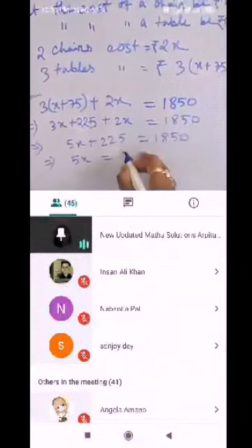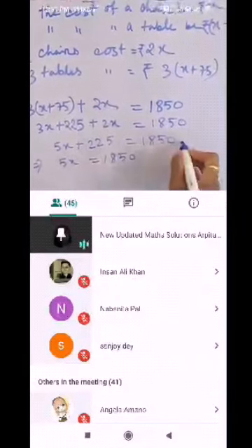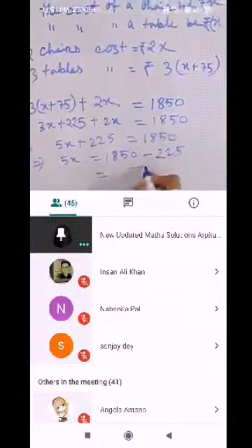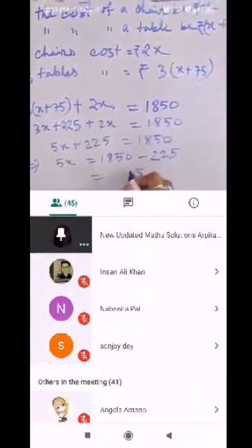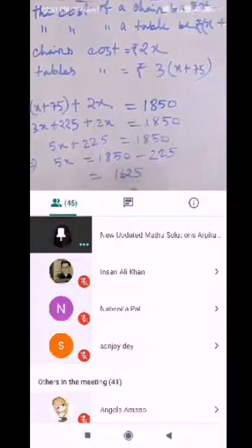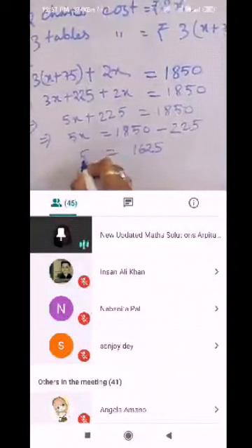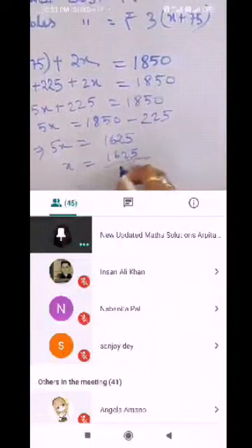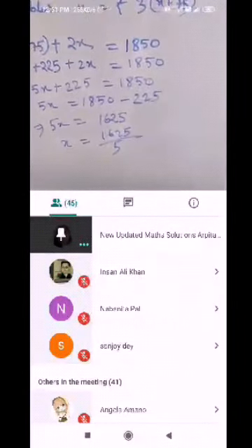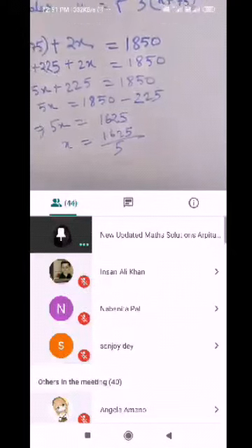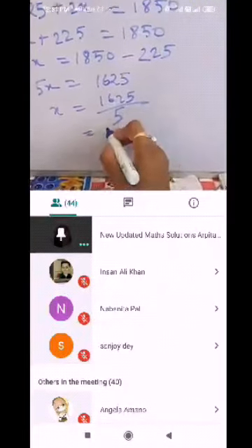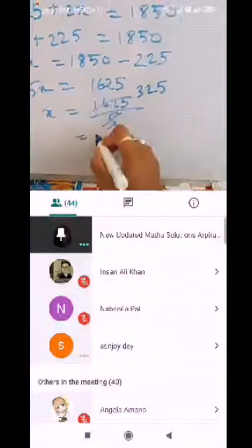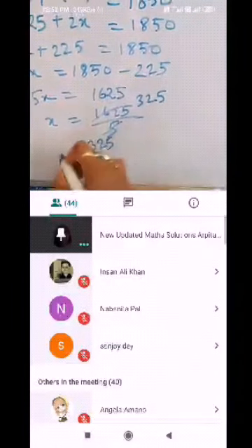5x equal to, this will go to this side, minus 225 from 1850. So 5x equal to 1625, so x equal to 1625 divided by 5. 5 3s are 15, 5 2s are 10, 325. x equal to 325.